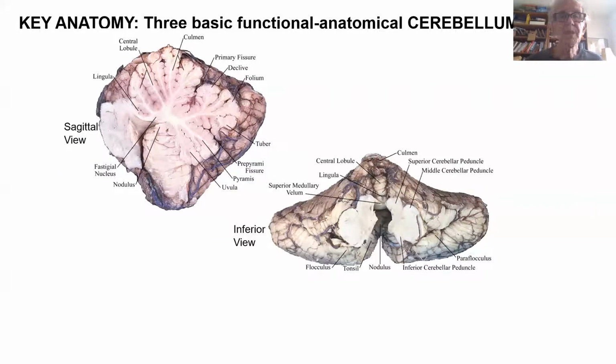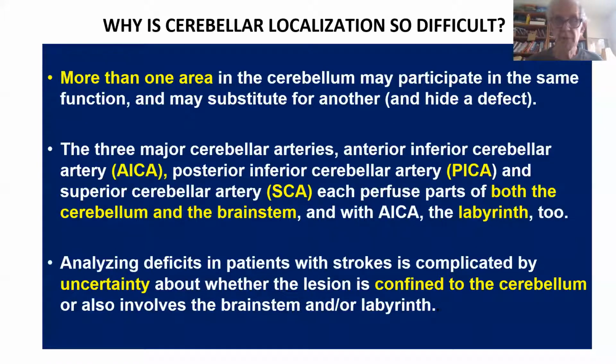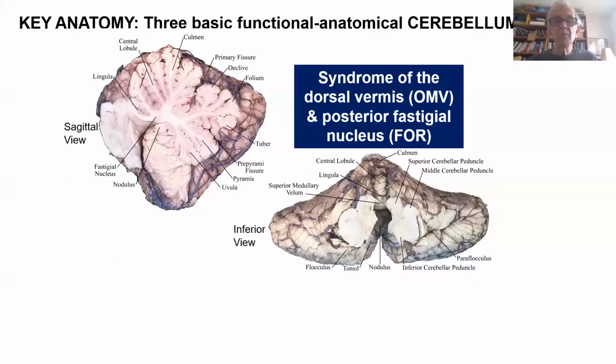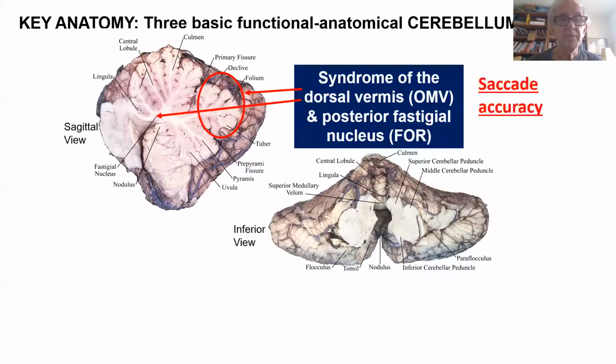Okay, three basic functional anatomical cerebellar syndromes. We have the syndrome of the vermis and the posterior fastigial nucleus. That's called the FOR, fastigial ocular motor region. That's one set of cerebellar problems. There's the vermis, there's the projection to the deep nucleus, and that mostly deals with issues of saccade accuracy. Saccade accuracy: dorsal vermis, posterior fastigial nucleus.